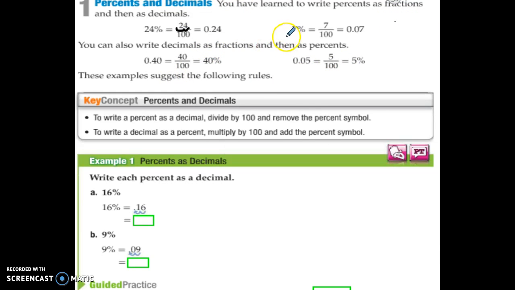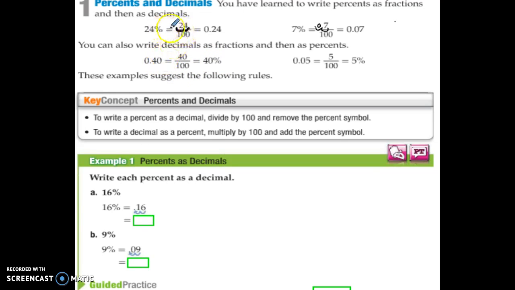Alright, 7%. Put 7 on 100. I move the decimal twice. So 1 here. Oh, I got to move it again past an imaginary number, and I fill in a 0. So my answer is 0.07. And 0.4, I put 40 over 100, and then I turn it into a percent. So it goes both ways.